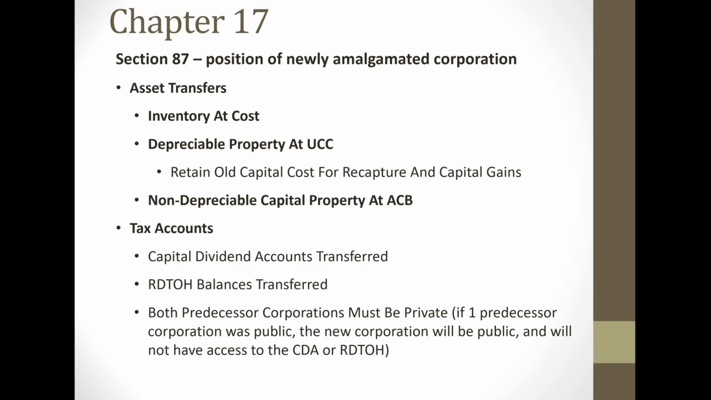Now, any tax accounts, any capital dividend accounts, any RDTOH balances, those will be transferred to the newly amalgamated corporation, subject to the last bullet point: both the predecessor corporations must be private. Now, if one predecessor corporation was public and one was private, then these accounts will not transfer over. The new corporation will be public, and so they won't be able to transfer over the CDA account or the RDTOH balances. Moving on to the next slide now.